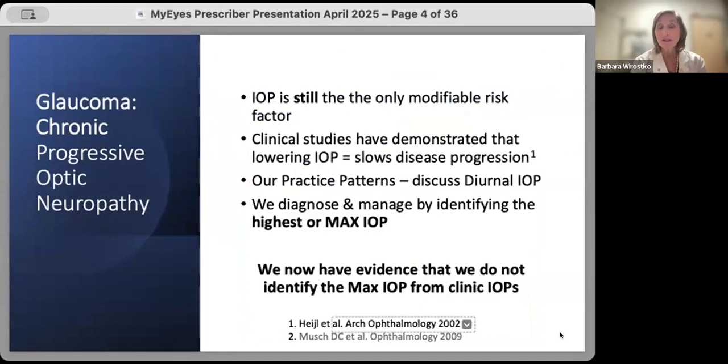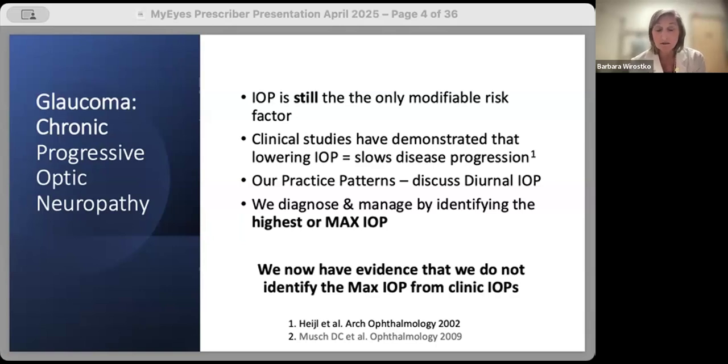So we also rely on IOP as it's the only modifiable risk factor. Of course, we're really interested in neuroprotective agents. I have patients that use nicotinamide. I'm very interested in perfusion and blood pressure changes, but at the end of the day, we treat based on a number. And clinical studies have shown that if we lower that number, we can slow down progression, right? Even in our practice patterns, it discusses diurnal IOP. And really, up till now, we never had a good way to actually measure diurnal IOP, right?